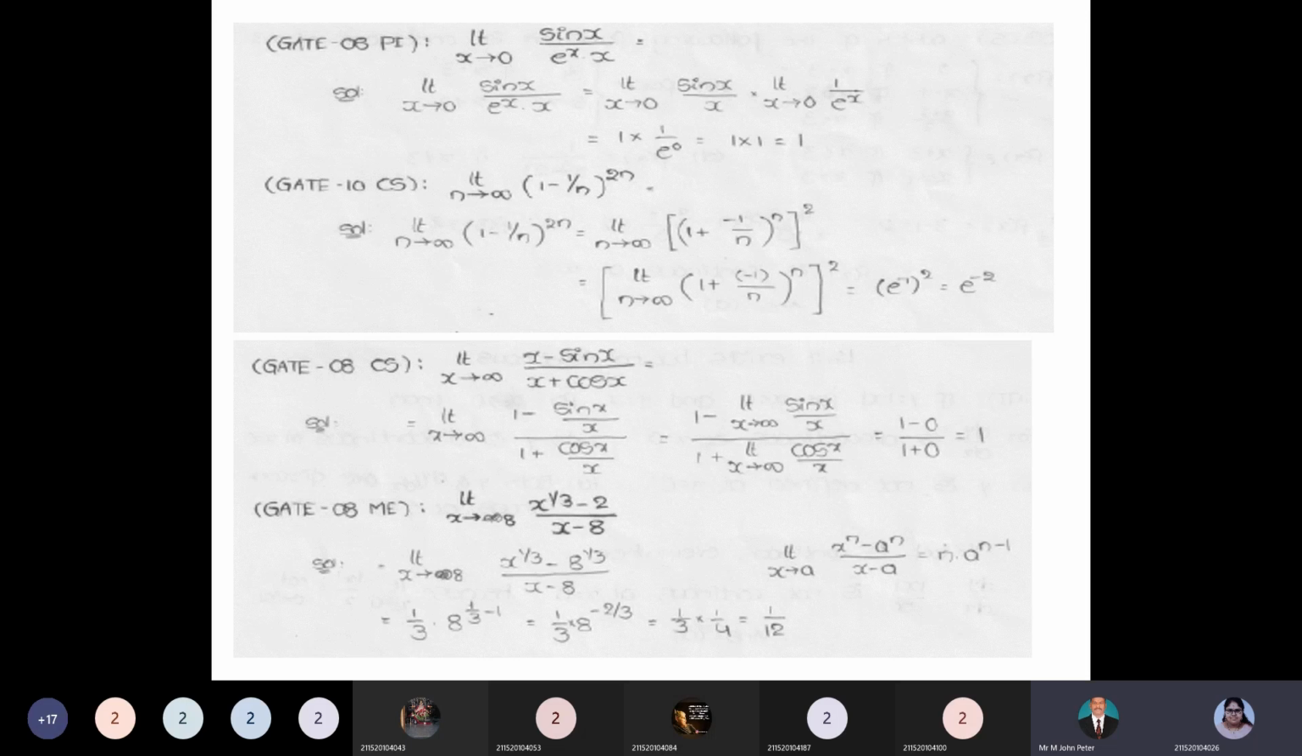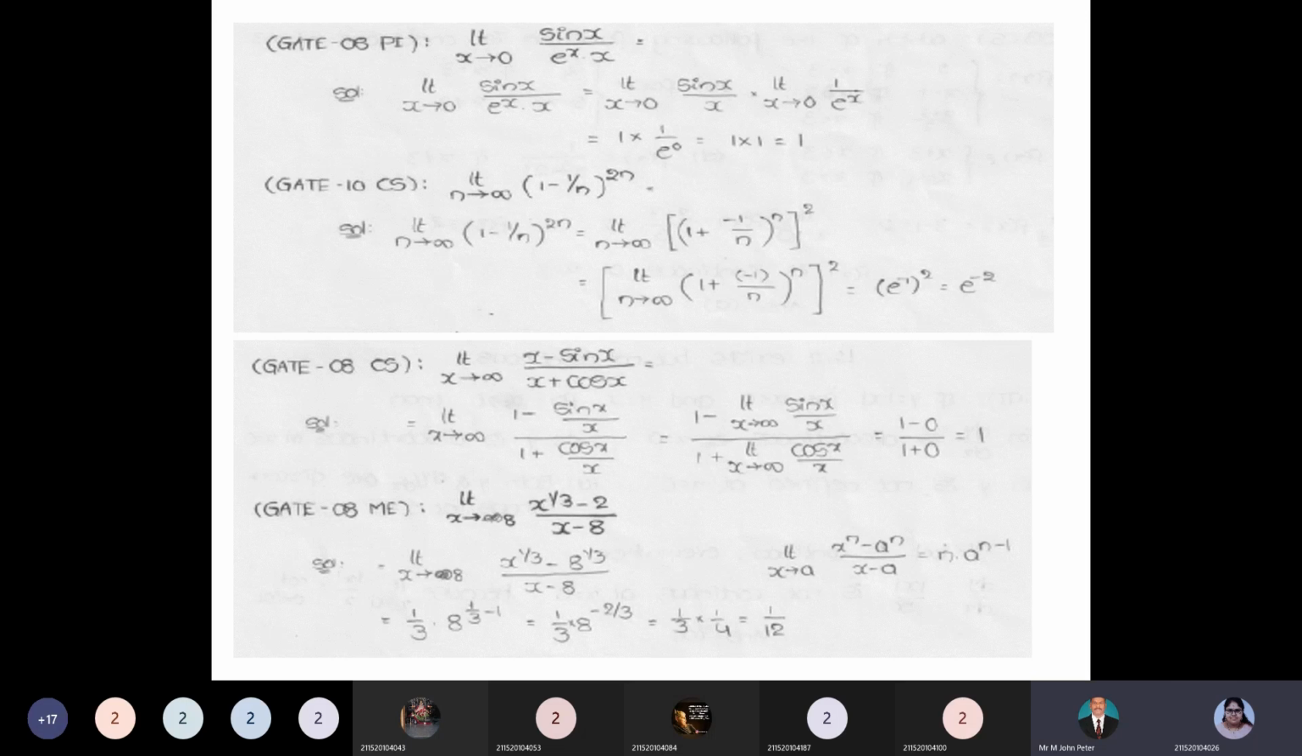These are all GATE questions. GATE 2008, it seems: the limit as x tends to 0 of sin x by e power x into x. What will be the value? You may get options for this kind of question. In GATE, you will get 1 mark, 2 mark, and 5 mark questions. The 1 and 2 mark questions are objective type, and for 5 mark questions you have to solve it yourself and give the correct answer.